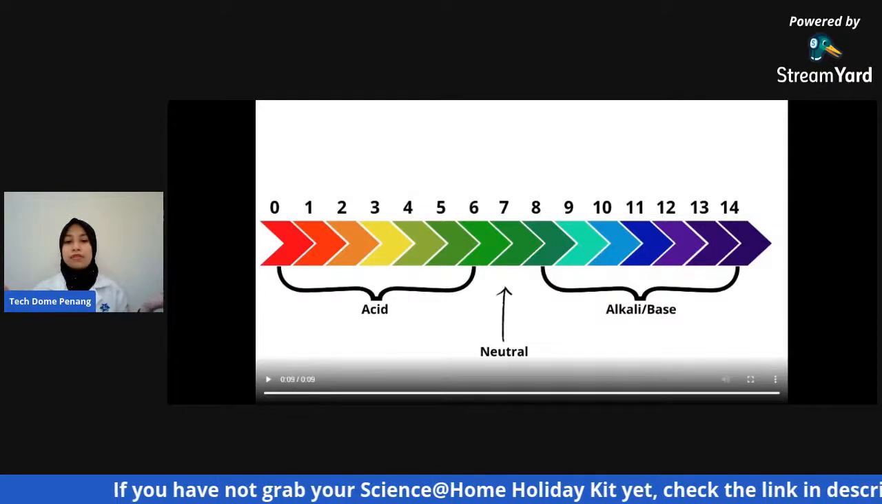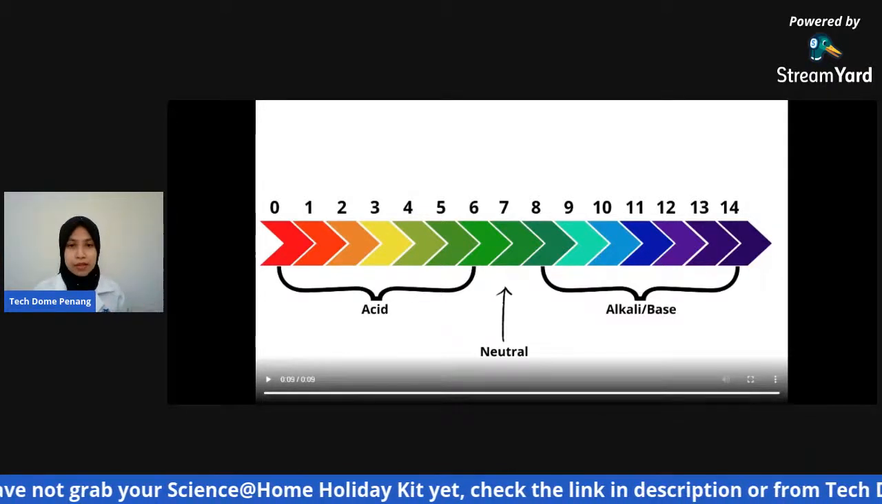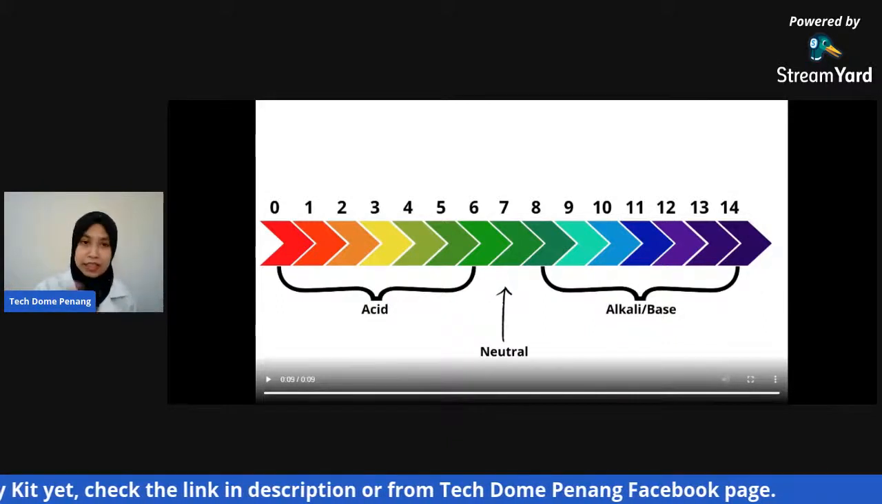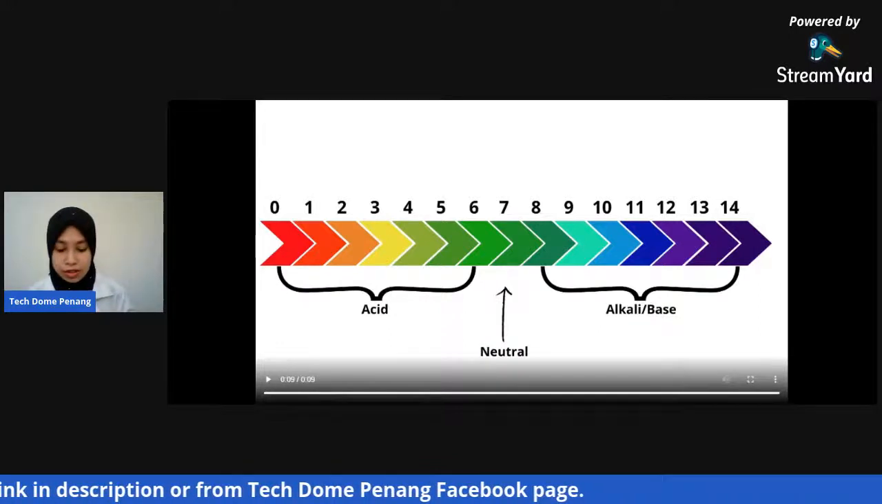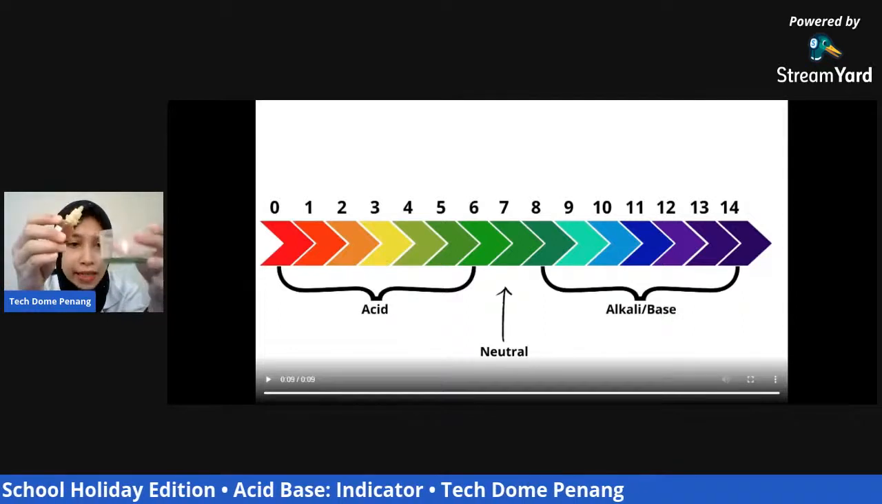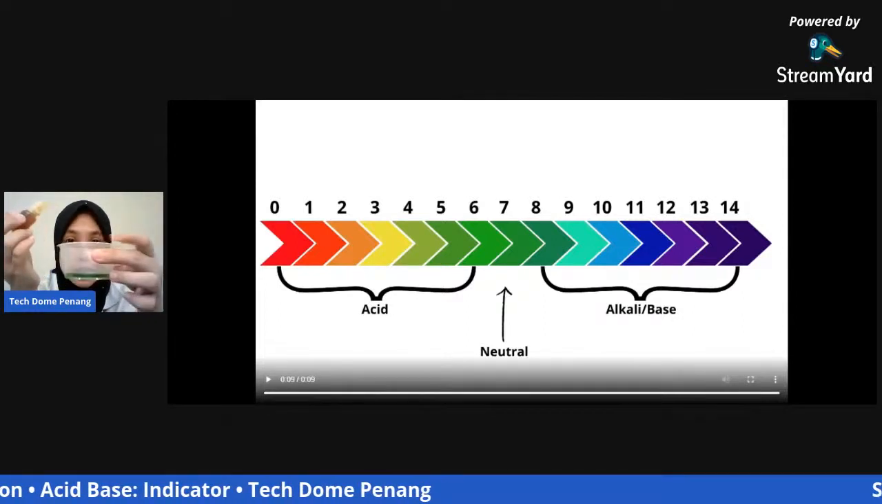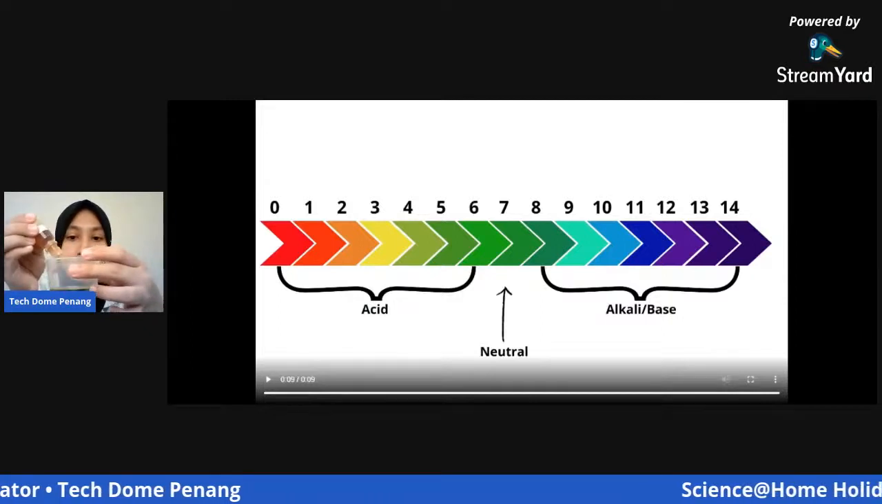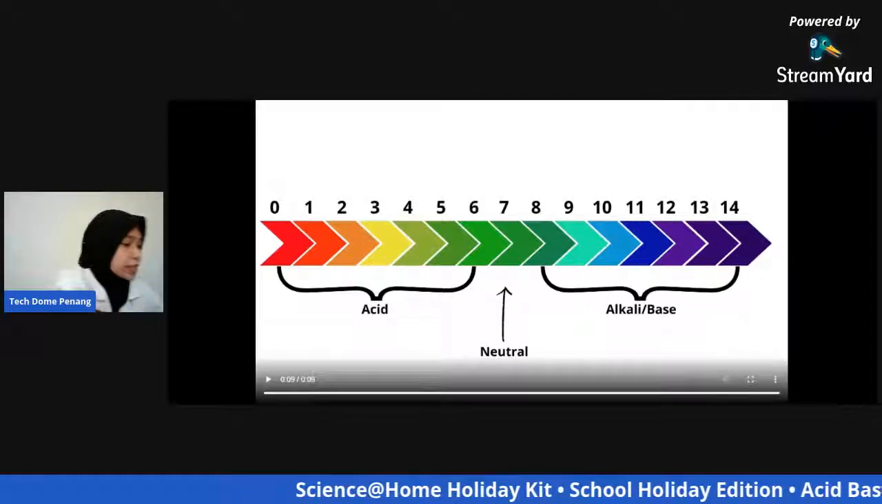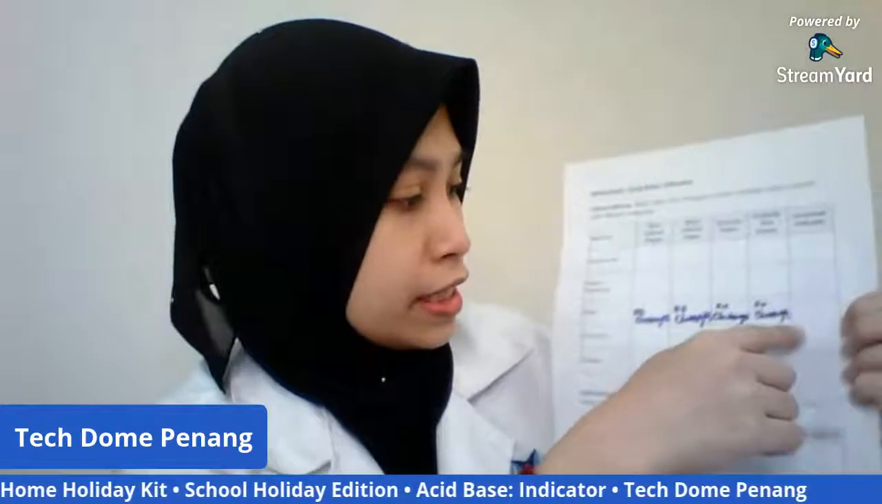Water doesn't have a sour taste. Water is not bitter as well. Water is just bland. It's not acidic or basic. So water is neutral. That's why it turns green. When you drop the universal indicator into the water, it will indicate that it is neutral based on the color, which is green. So you can jot down in your worksheet that universal indicator and water become green. You can write here, it turns green.